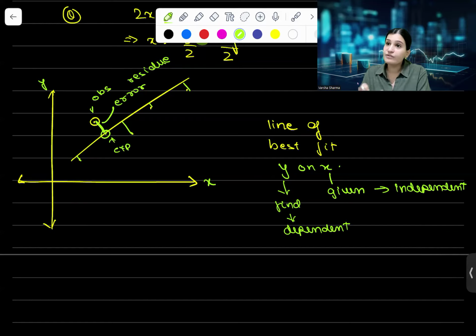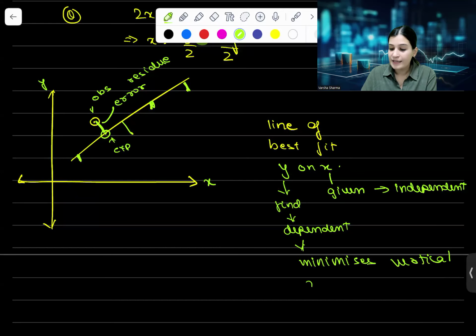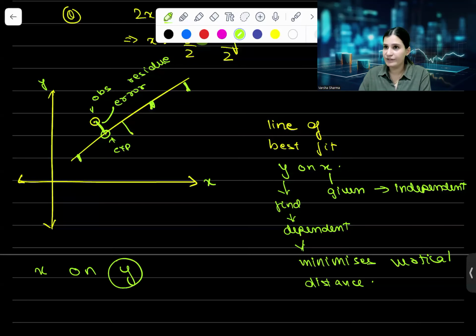In that, what we do is we minimize vertical distances. See, the errors or residues are vertical. So here we minimize vertical distances. And if it is x on y, that means y is going to be given and we will be finding out x. Y will be independent, x will be dependent. In that case, we'll be minimizing the horizontal distances.